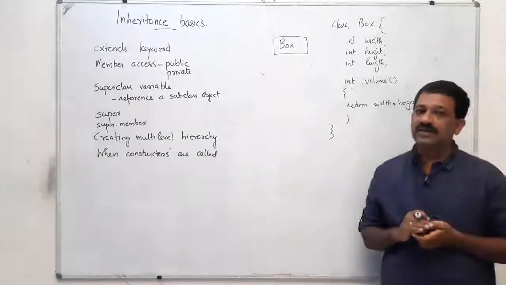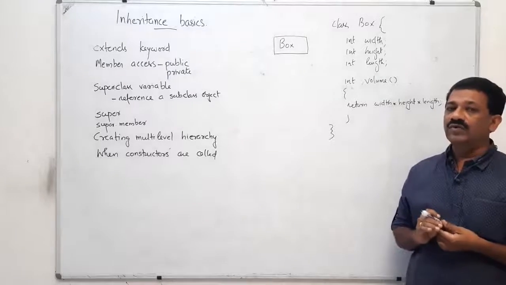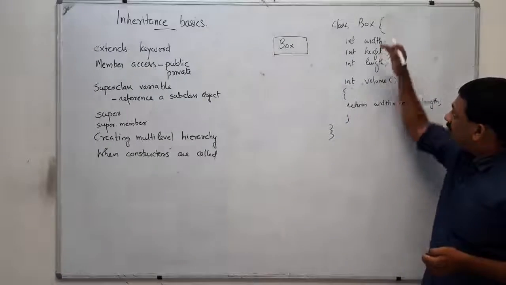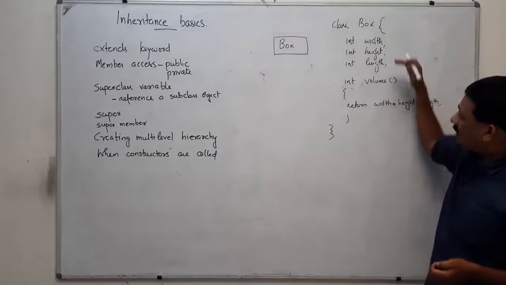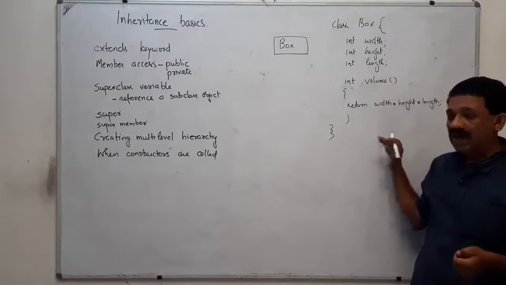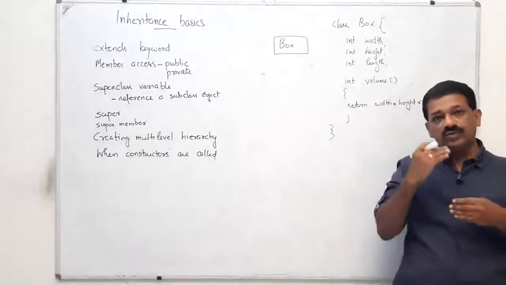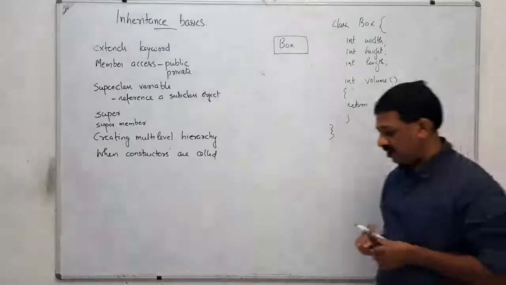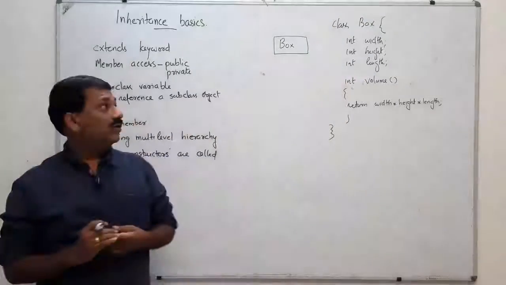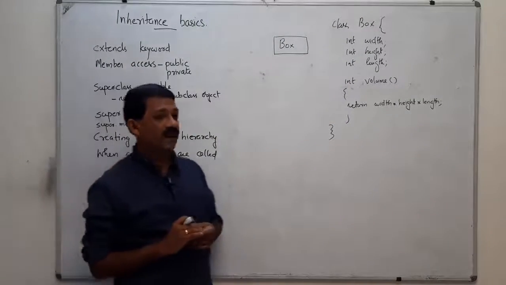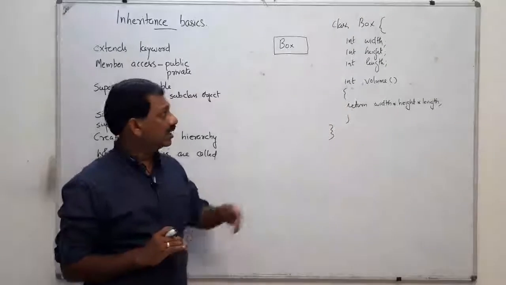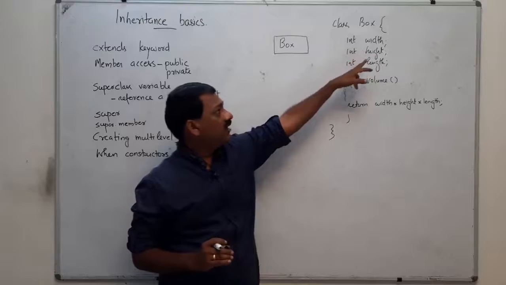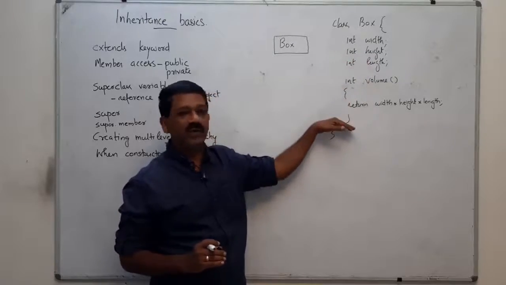Now box is a class, and if you are going to add one more property to this box, that means you have to include all the properties, or inherit all the properties of box, and include a new property also, which is the weight of the box. Suppose you include the weight of the box as a property. Here we have a class box, and the basic properties of this box are width, height and length, and it can return volume as well.